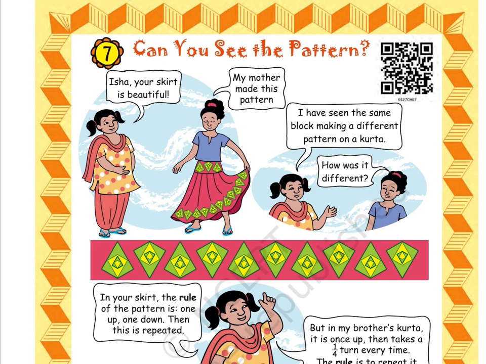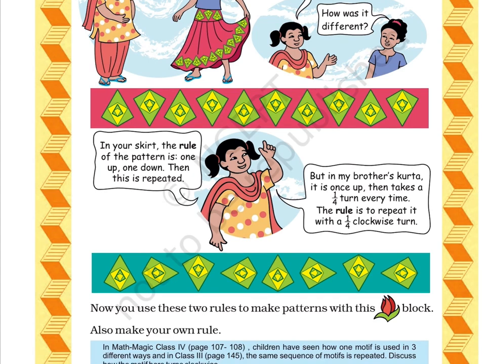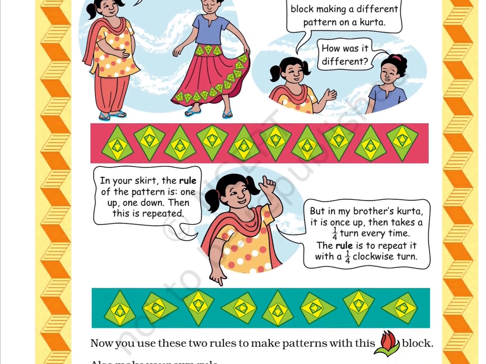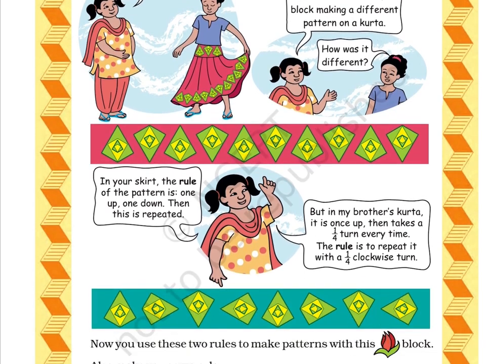The friend explains, "In your skirt, the rule of the pattern is one up, one down. Then this is repeated. But in my brother's kurta, it is once up, then takes a 1/4 turn every time. The rule is to repeat it with a 1/4 clockwise turn." Above and below this dialogue, shown as a picture, we see a series of the rules of patterns the friend has just explained. One up, one down, and then once up and then a 1/4 turn clockwise.